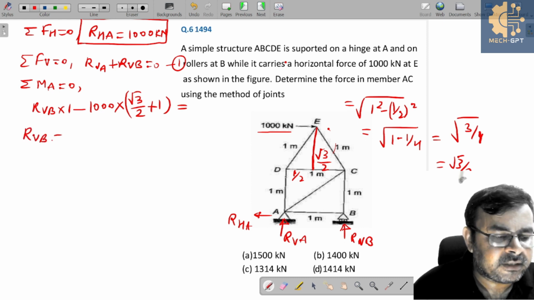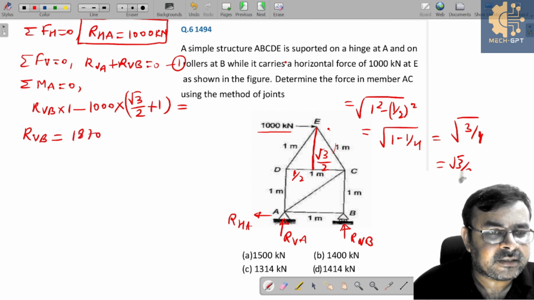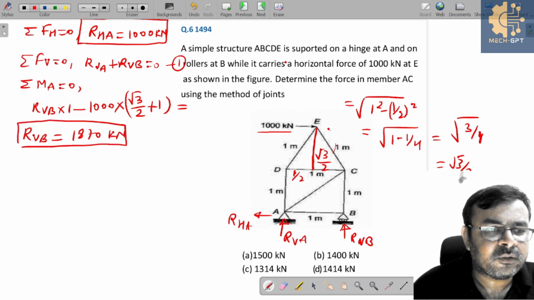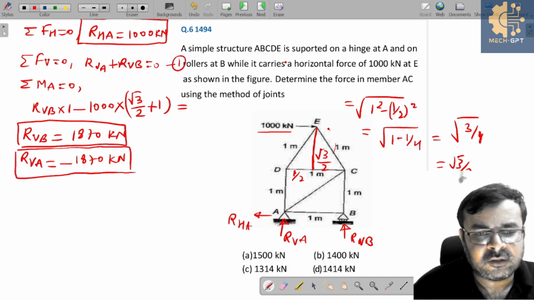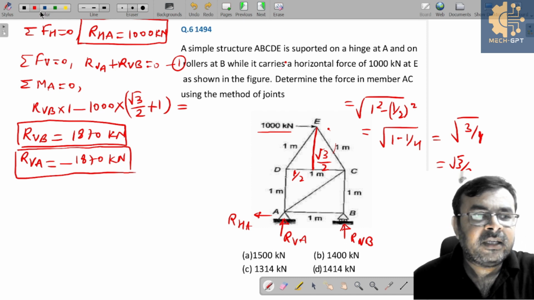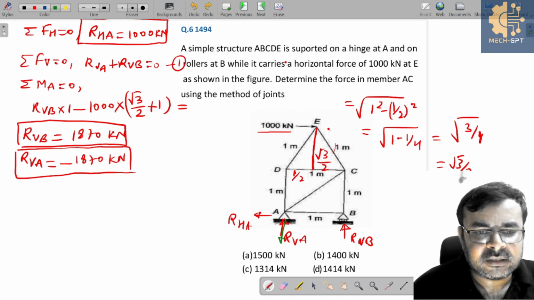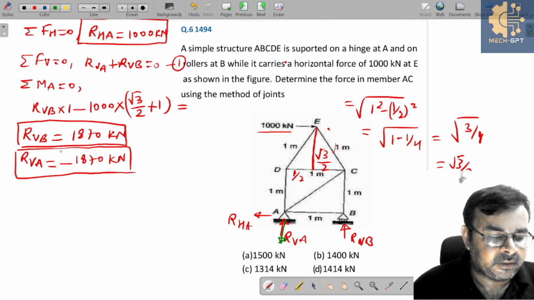After simplifying this, we get RVB is equal to 1870 kilonewton. And once you get RVB, RVA is minus 1870 kilonewton. This minus sign indicates the assumed direction of RVA is wrong. It will be acting in the downward direction. Correct? Now we need to calculate the force acting on the AC member.